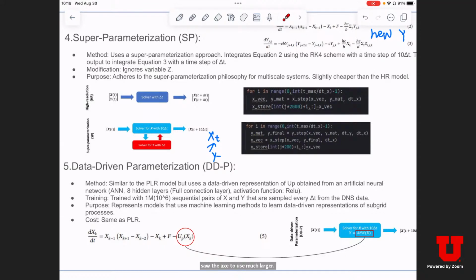Yes, they use 10 delta T. Okay, this is much cheaper, so they didn't use every time step, they used 10 times the time step. So the idea of the SP model is the assumption that the dynamics of X is much smoother than Y, and changes much slower than Y. Because it computes Y with delta T, and feeds it back to X, but X was computed with 10 delta T.